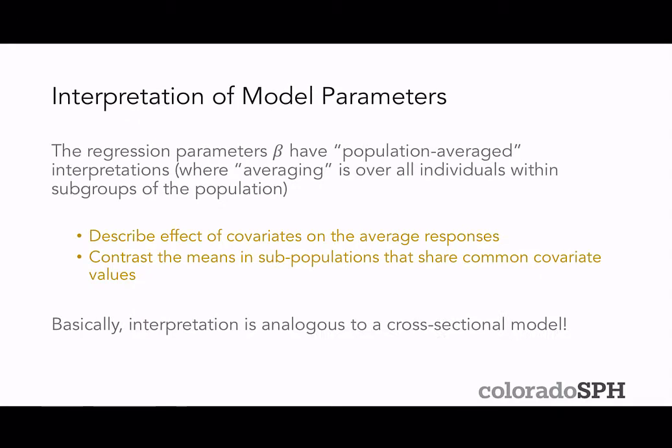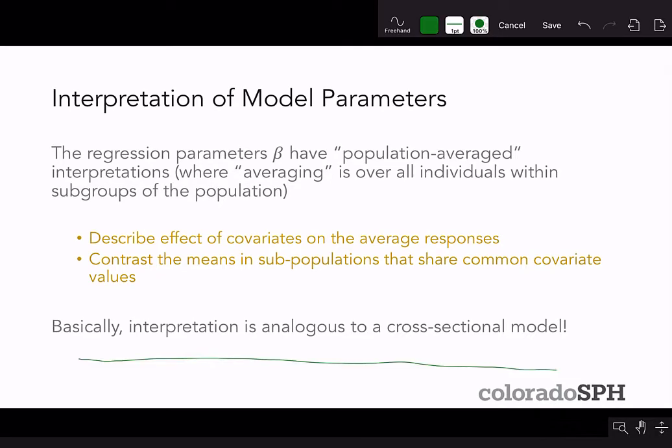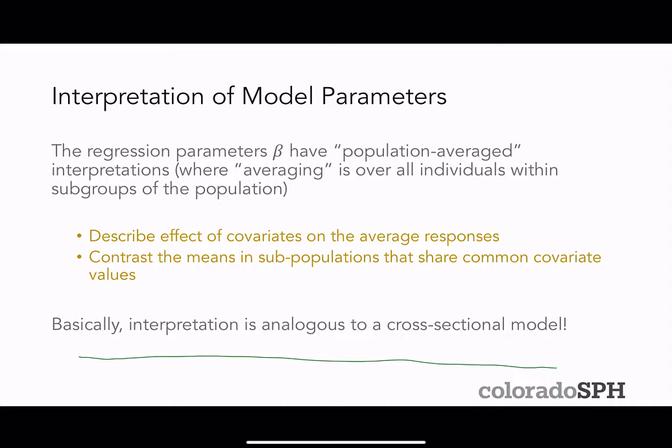So one of the really nice things about GEEs is how you interpret the model parameters. The regression parameters are really interpreted in a very similar way to how you would interpret a non-longitudinal GLM. They have a population average interpretation that is analogous to a cross-sectional model. And we'll see some examples of that in subsequent lectures.